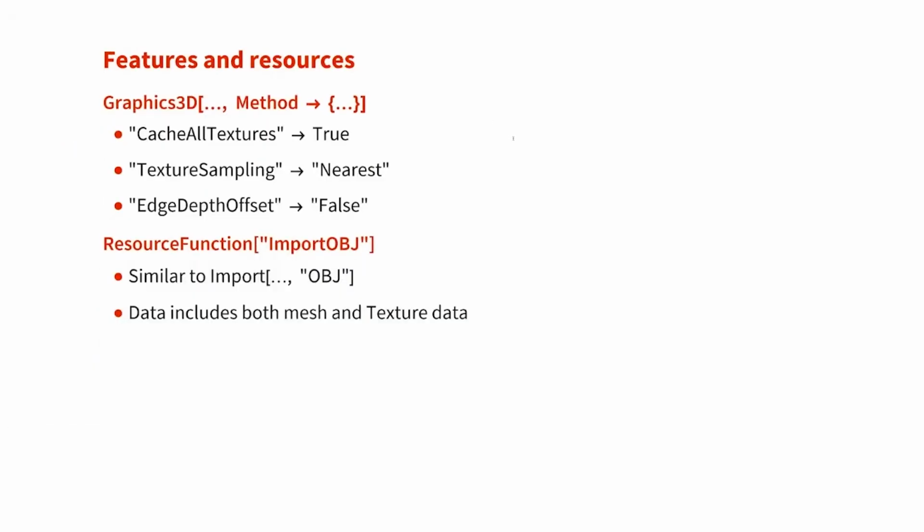And what makes this all possible is an extra method that was added in version 14. CacheAllTextures goes to True. There's other methods that have existed that also make this possible. I'm using sort of pixel art level graphics, and so TextureSampling goes to Nearest is useful as an option. And then because my camera is within the box of Graphics3D, it's good to turn off any edges, so EdgeDepthOffset goes to False. Another thing that makes this possible is I developed a resource function that lets me import geometry from the web in a useful and convenient way that doesn't throw away any texture data.